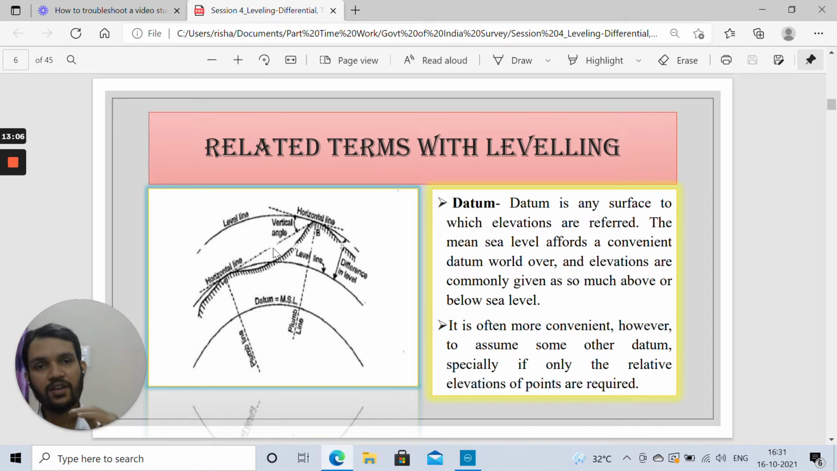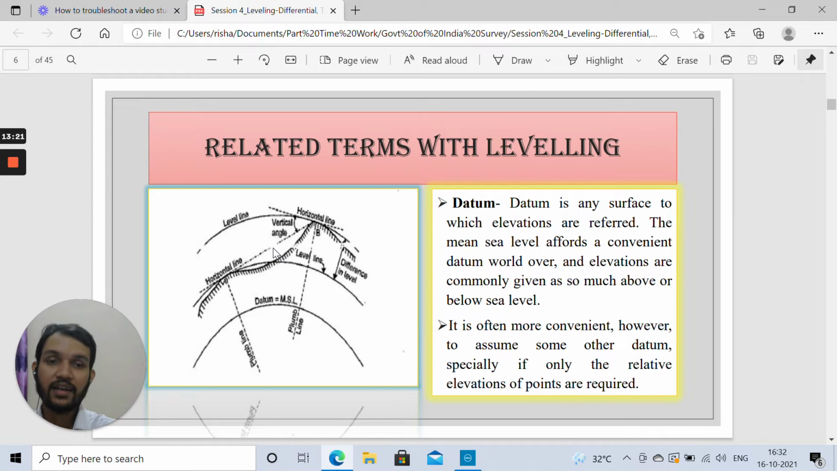Okay, the reference point with reference to which we report the elevation of various stations is the mean sea level. So what is datum? It is any surface to which elevations are referred, or with reference to which the elevations are denoted.